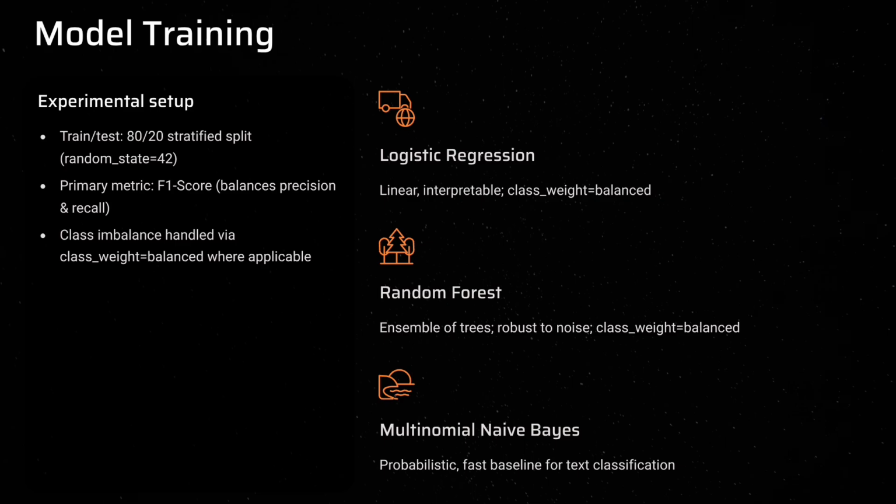The second model is Random Forest. This is an ensemble method that builds hundreds of decision trees on different subsets of the data and combines their votes. It is more complex and slower to train, but can capture nonlinear patterns that logistic regression might miss. The third model is multinomial naive Bayes. This is a classic probabilistic classifier specifically designed for text data. It is extremely fast and often surprisingly competitive despite its simplicity.